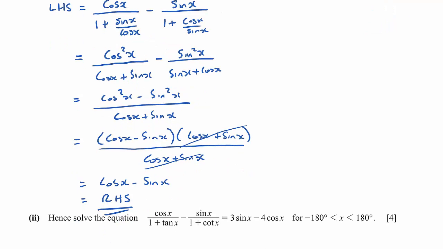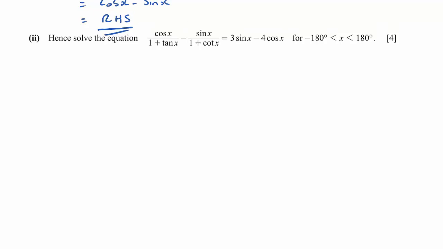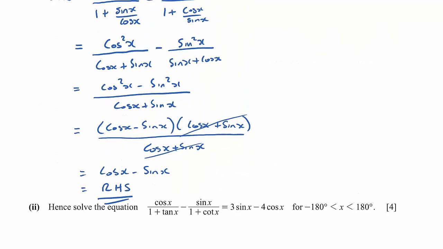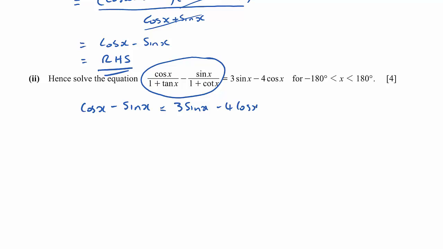So now we want to solve this equation in the range given. And we've just established that the left-hand side of this is cos x minus sine x. Now, bear in mind that even if you couldn't do the first part of the question, you can use that identity to rewrite this as cos x minus sine x. So it's equal to 3 sine x, take away 4 cos x. And we're solving in this range here.